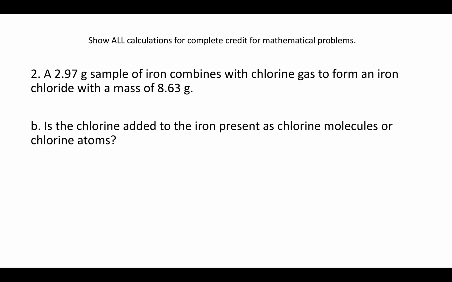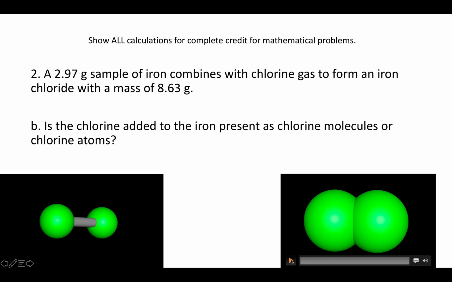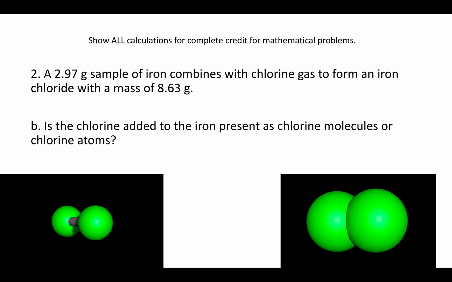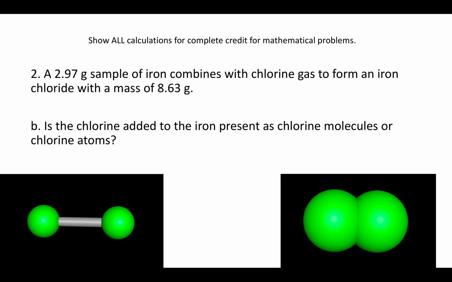The second part of the question asks, is the chlorine added to the iron present as chlorine molecules or chlorine atoms? So chlorine molecules are two chlorine atoms bonded together, which you can see here below. The diagram on the left shows the bond and the diagram on the right doesn't. But you can see how those are molecules because the two chlorine atoms, or if you think of them as Legos, are sticking together. And so they create something bigger, a molecule. So that's how chlorine exists when it's that green gas.